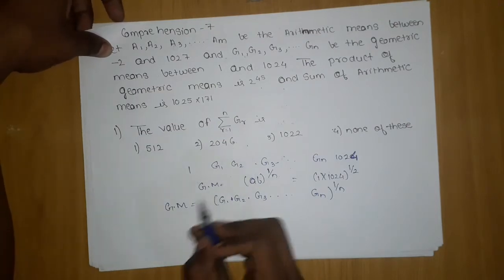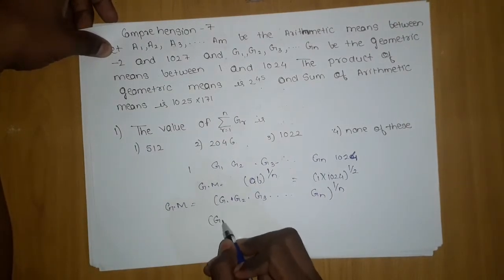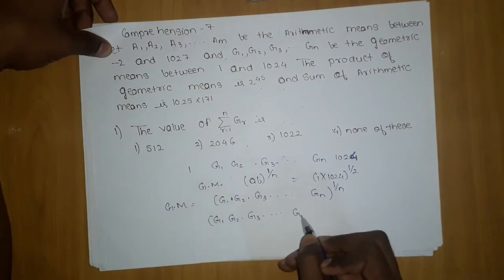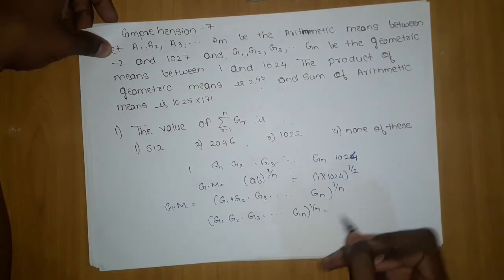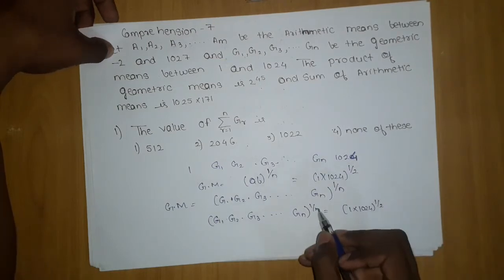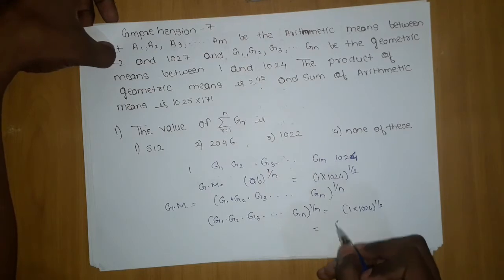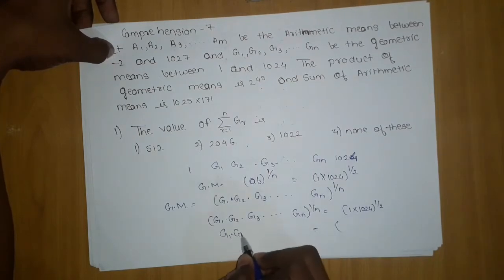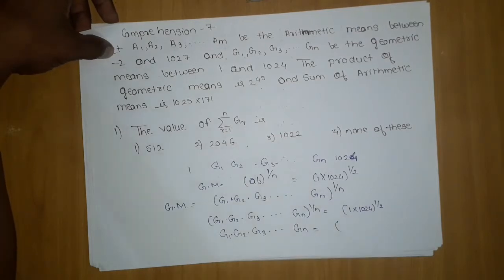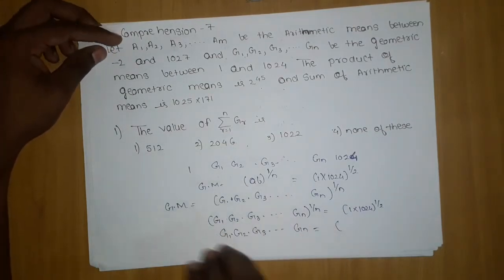Now can I say both of these are gm, so they are equal? Yes, clearly they are equal. The product to the power 1 by n is equal to 1 into 1024 power 1 by 2. Since they are equal, can I move that power n there? Yes, then I will get the product of the gms, which I can get easily.